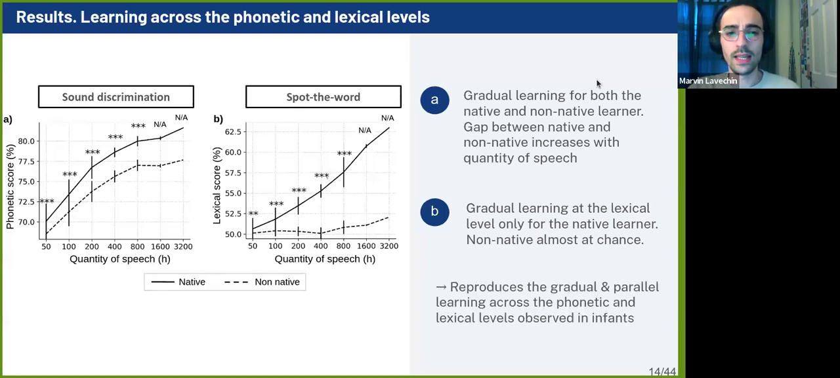So I think that's it. In a nutshell, with these two graphs, we show that our model reproduces the gradual and parallel learning across the phonetic and lexical levels that I was talking about at the beginning of the presentation. So similarly to infants, our model learns at the sound and the word levels in a gradual and parallel fashion.